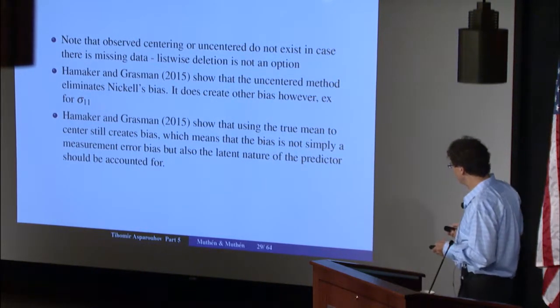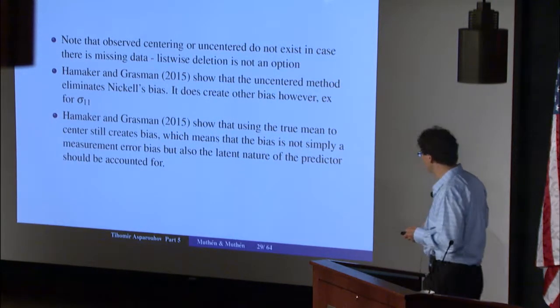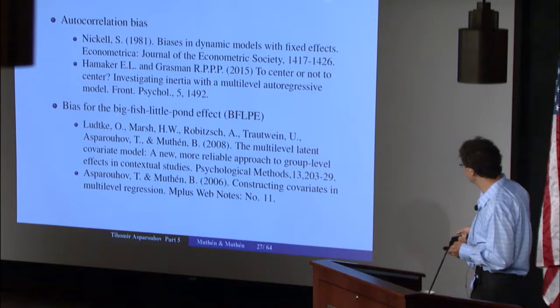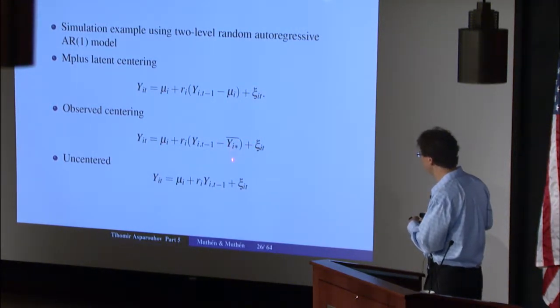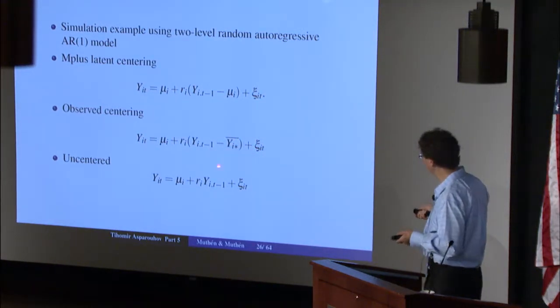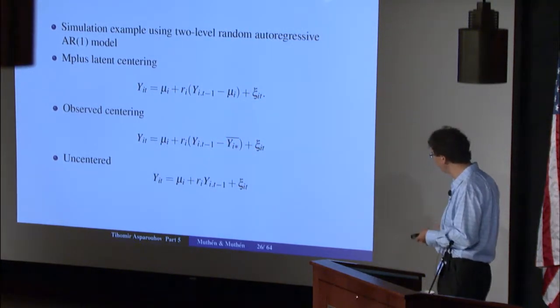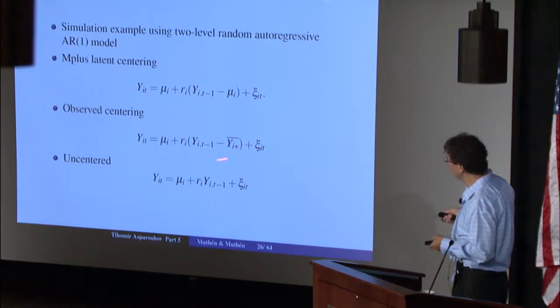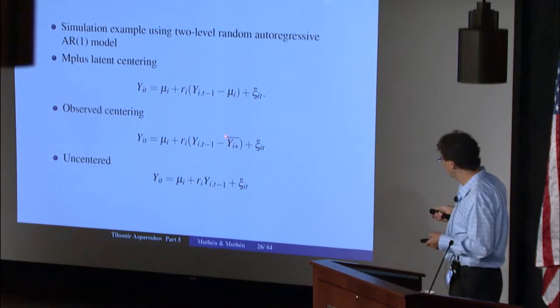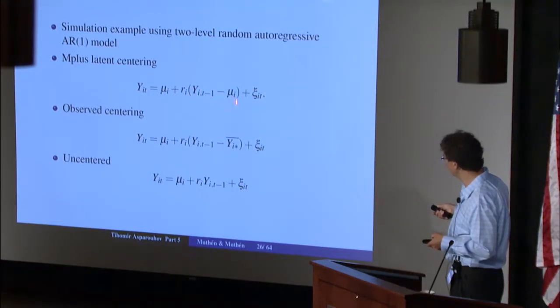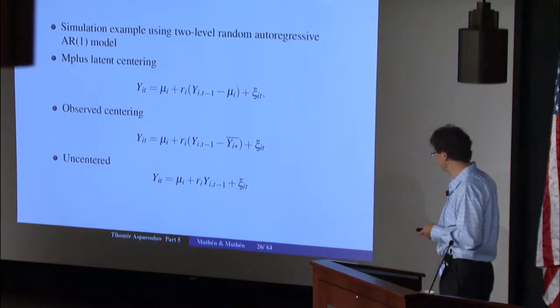Another interesting thing reported in Hamaker and Grasman is that even if you center, it's not simply an issue of not centering with the correct mean. In a simulation study, you can center with the actual mean, because you would know it, and they still got Nickel's bias. The reason, again, is that with the true equation you have an uncertainty in the predictor that would not be reflected when you provide an actual observed predictor with any kind of centering.